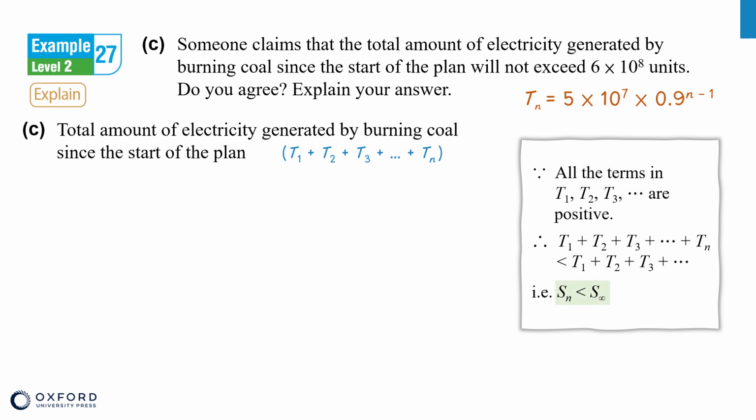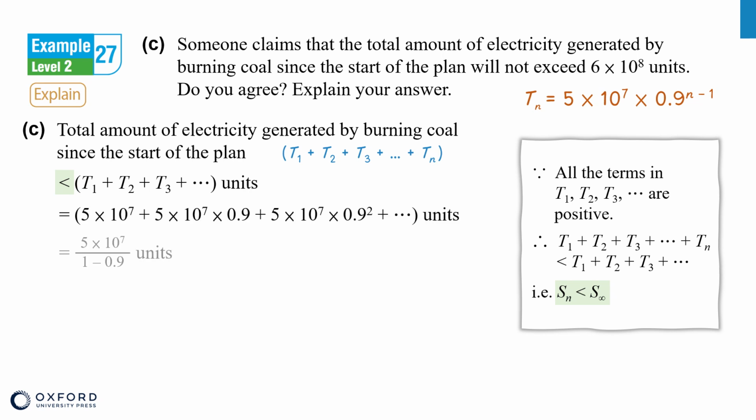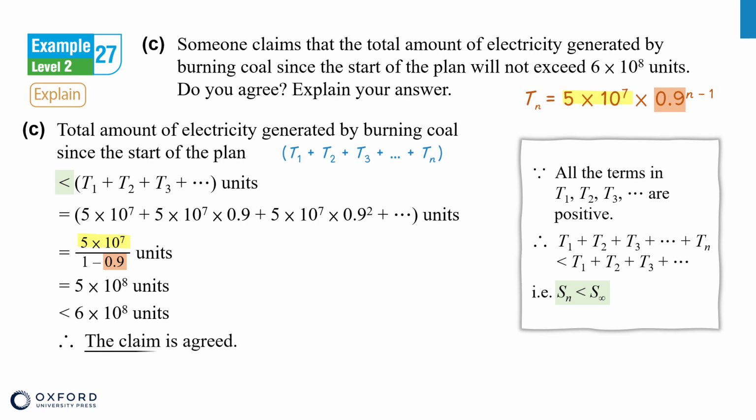With this relation, we can now find the sum to infinity to see what conclusion we can come to. Putting the first term and the common ratio into the formula of the sum to infinity, the result is 5 times 10 to the power of 8 units, which is less than 6 times 10 to the power of 8 units. Therefore, the total amount of electricity generated by burning coal since the start of the plant will not exceed 6 times 10 to the power of 8 units. The claim is agreed. That's it.